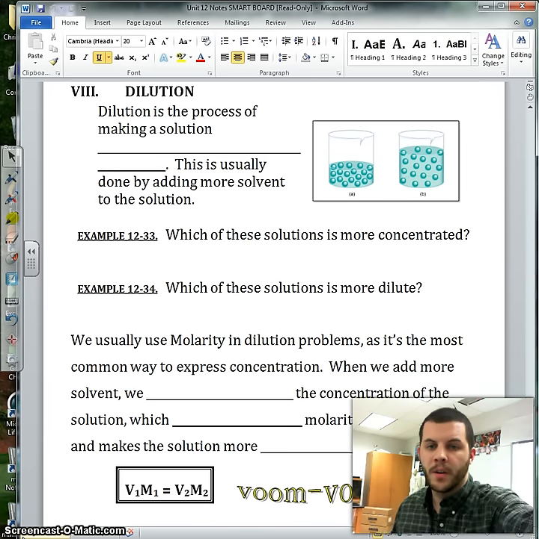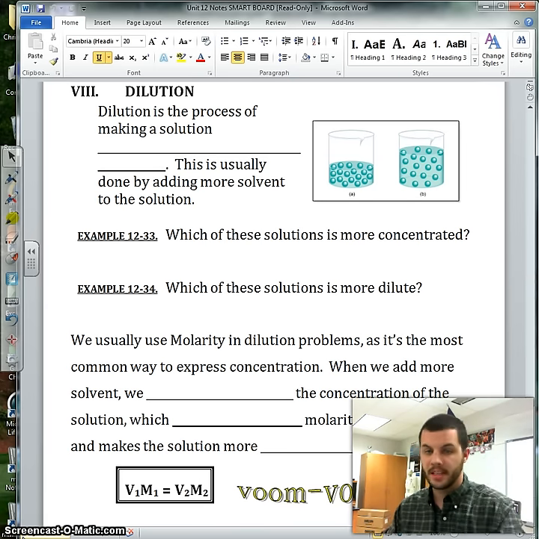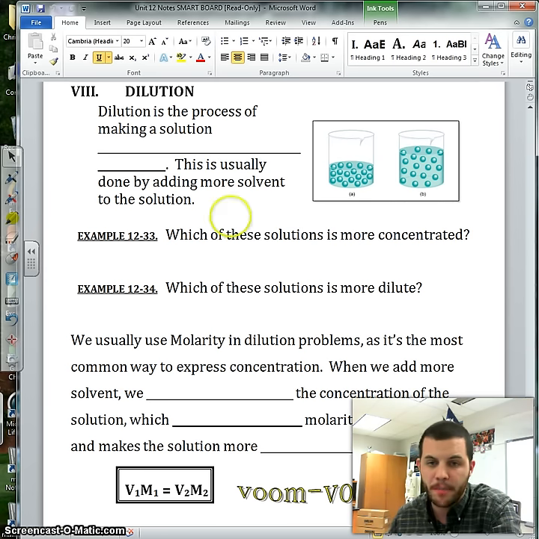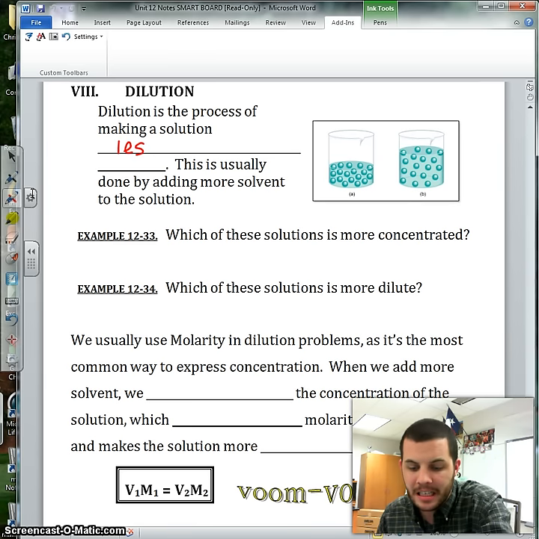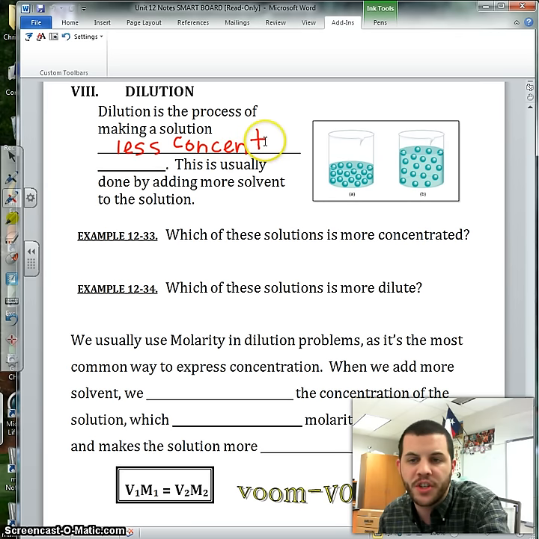All right, folks, here we go again. We're going to take a look at the process of dilution. Basically, dilution is the process of making a solution less concentrated. It says this usually is done by adding more solvent.